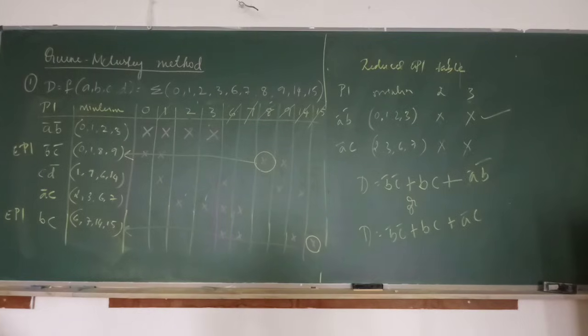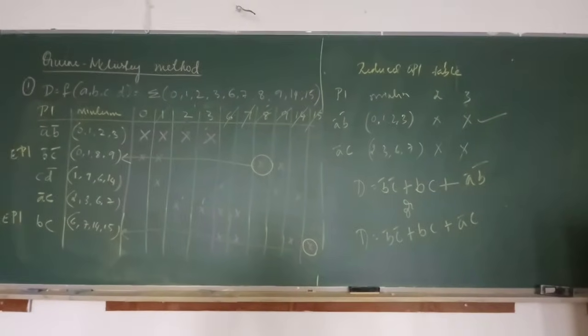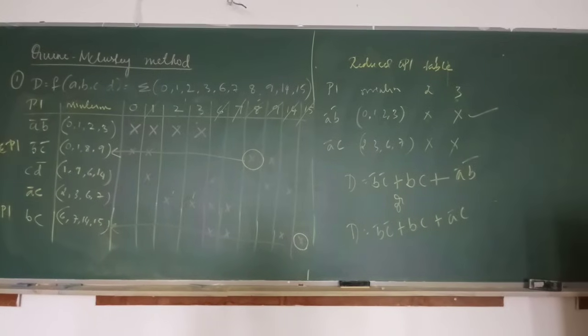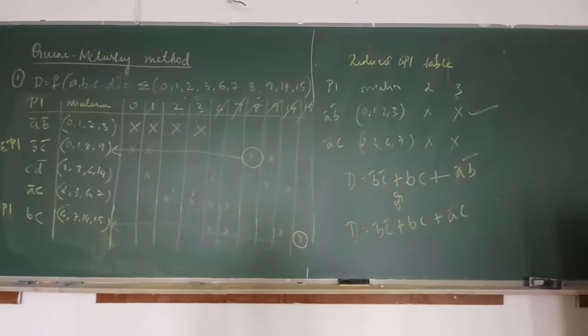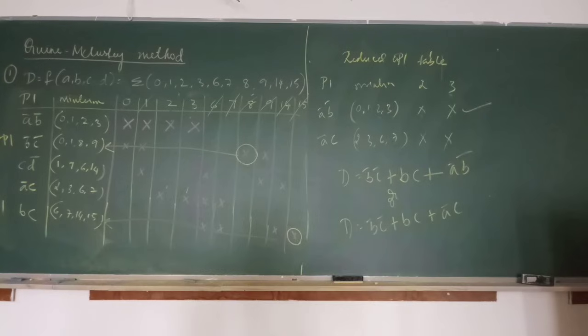One second. All of you can write the 4 variable K-map. Please write the 4 variable K-map till I adjust the camera. Now I'll write the 4 variable K-map here.